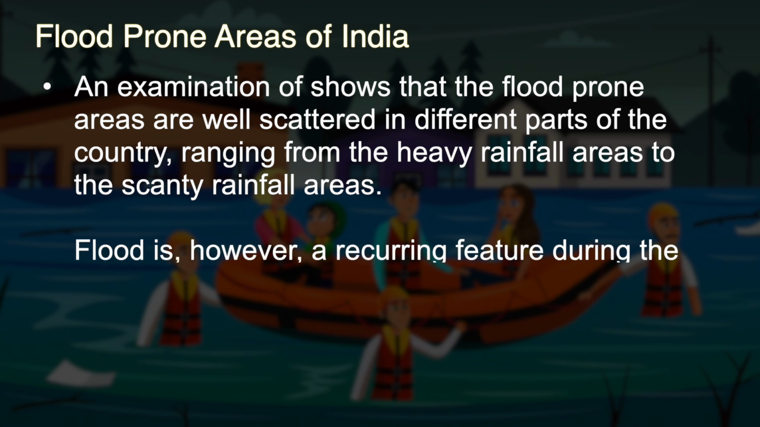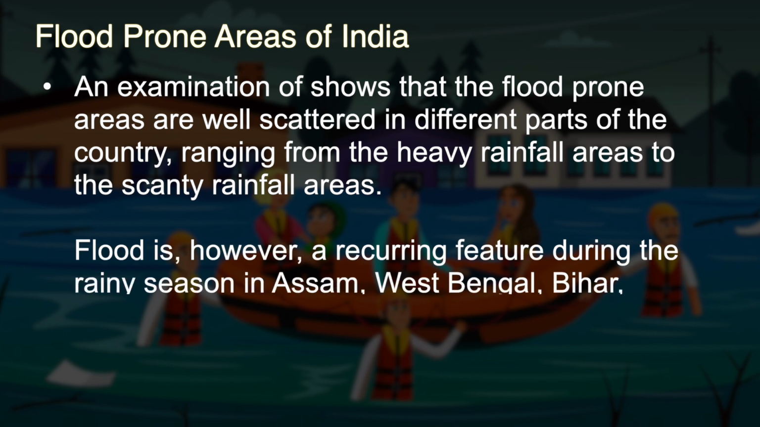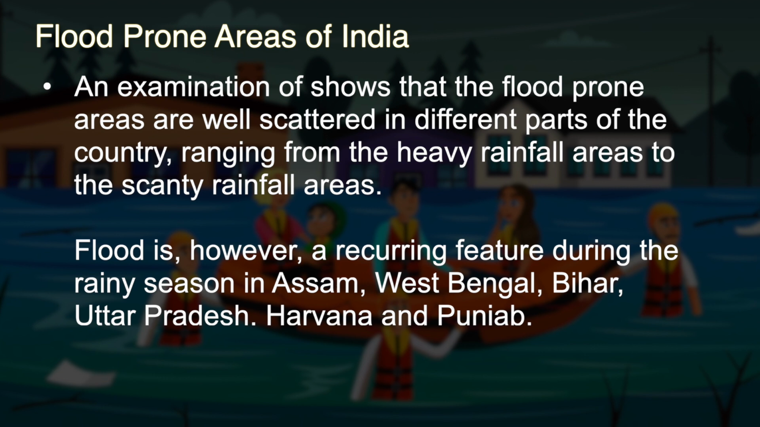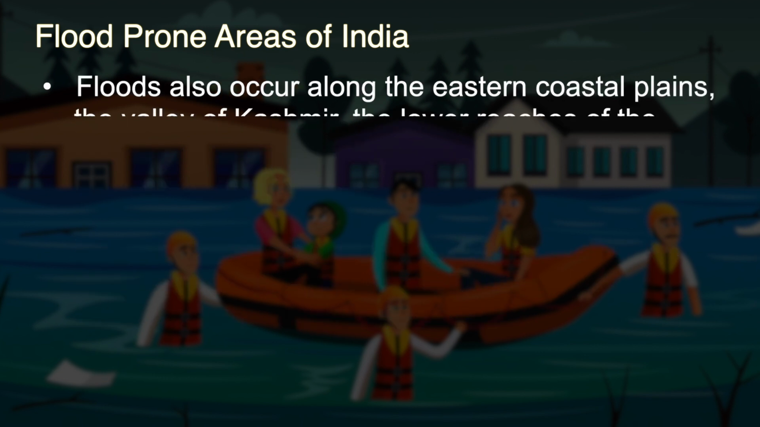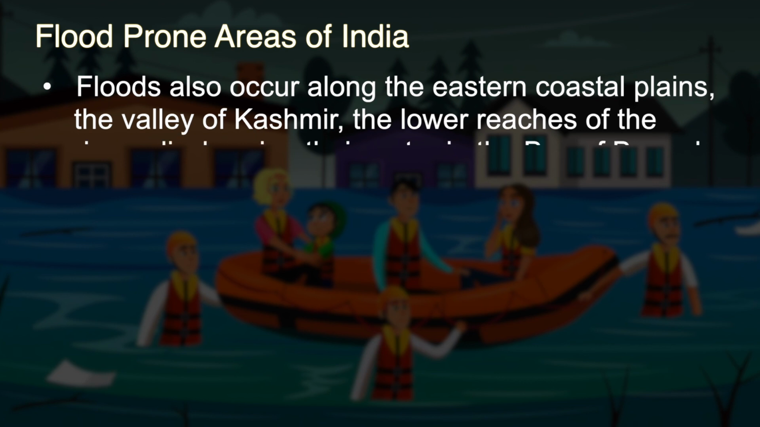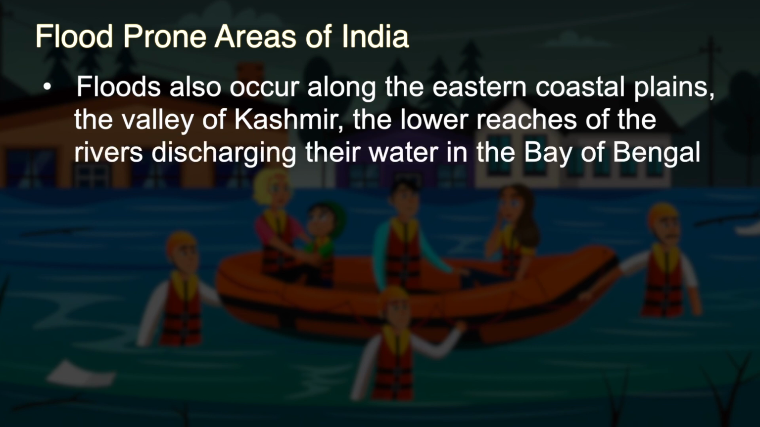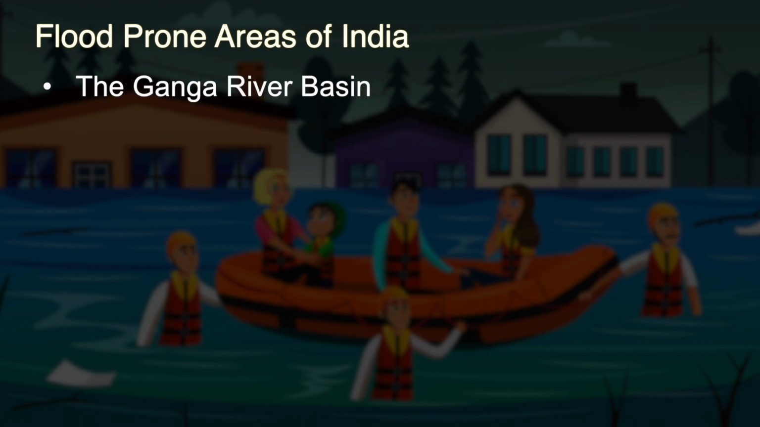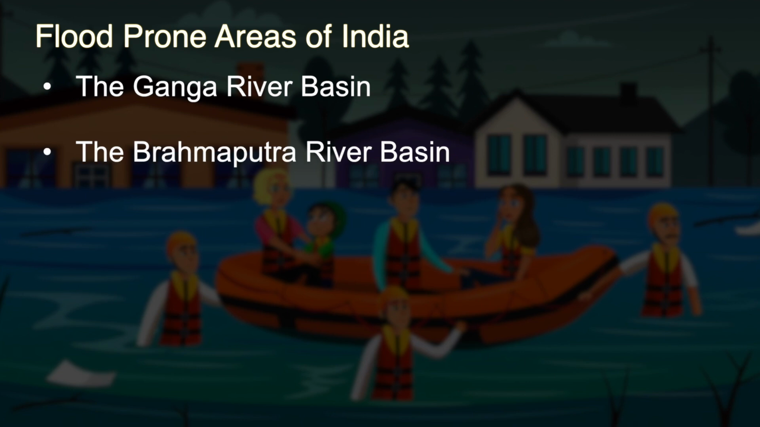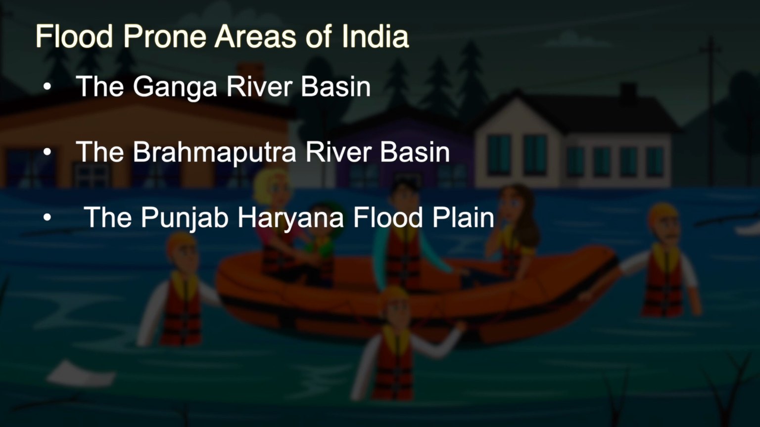Flood is, however, a recurring feature during the rainy season in Assam, West Bengal, Bihar, Uttar Pradesh, Haryana and Punjab. Floods also occur along the eastern coastal plains, the valley of Kashmir, and the lower reaches of rivers discharging their water in the Bay of Bengal and the Gulf of Khambhat. The flood-affected areas of India are the Ganga river basin, the Brahmaputra river basin, and the Punjab-Haryana floodplain. Now let's look at the regions individually.